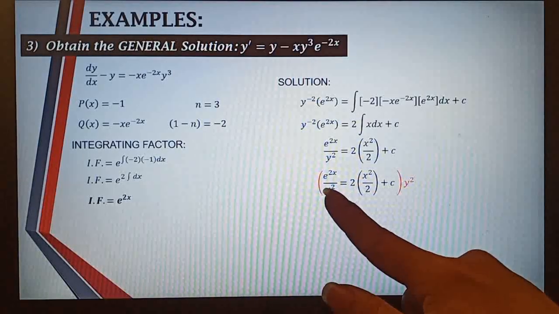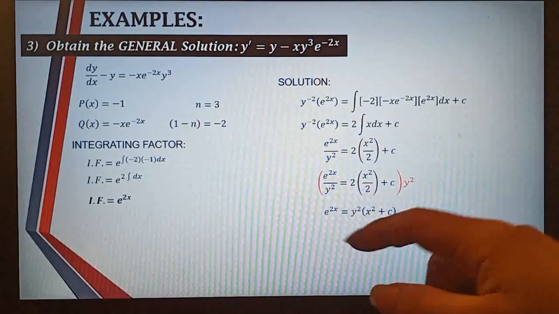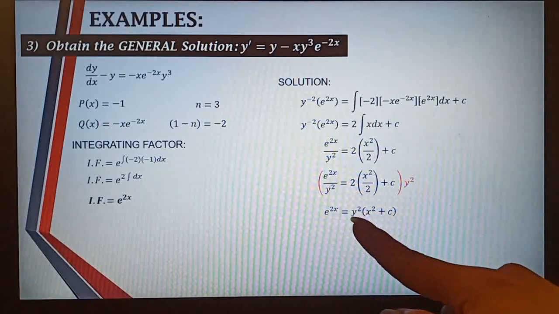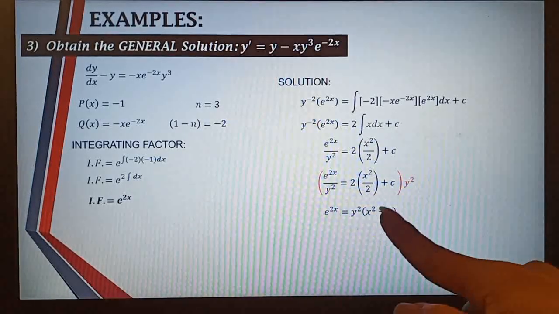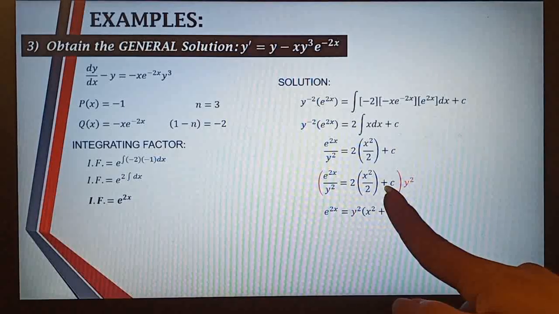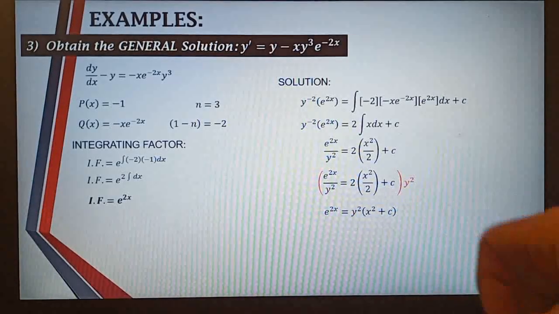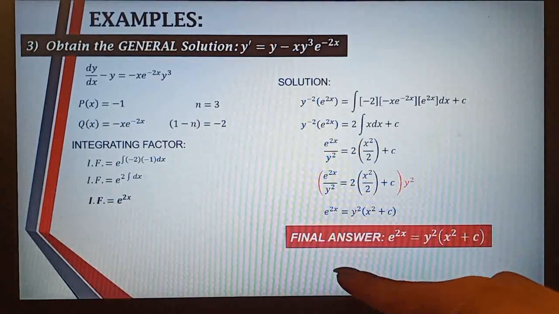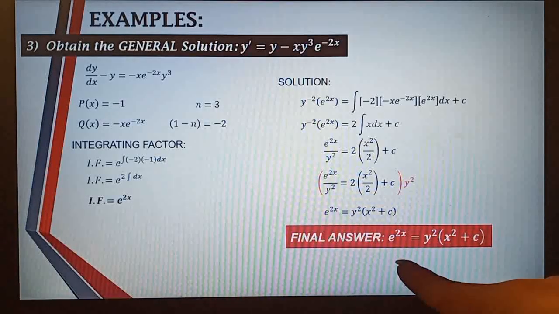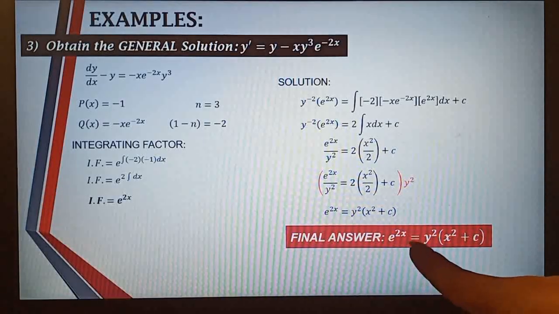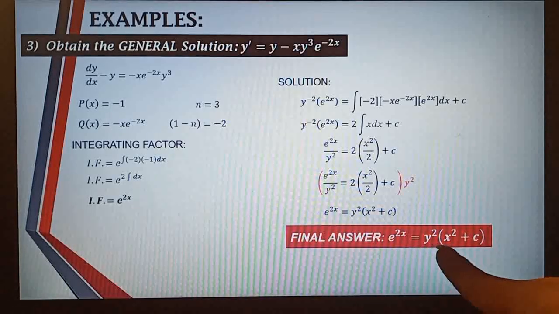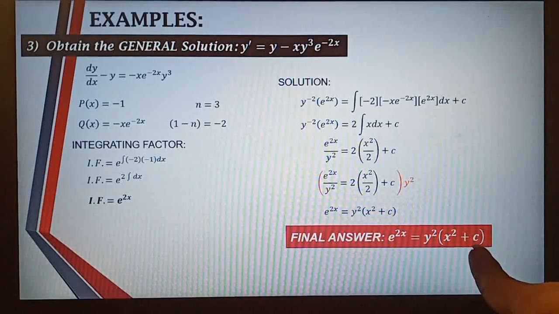So you will now have an equation of e raised to 2x equated to x squared plus c multiplied to y squared. So for the final answer of example number 3, you will now have e raised to 2x equated to y squared multiplied to x squared plus c.